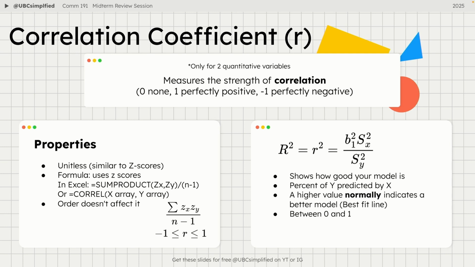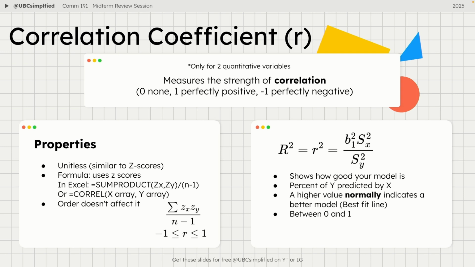So there's the formula that you can calculate in Excel, which is really complicated using the z-scores, or you can just type =CORREL and then put in your 2 columns of data. That's pretty simple, and the order does not matter. So if you put in =CORREL(y column, x column) or (x column, y column), it's the same thing. The order does not affect it, and just keep in mind that it's between -1 and 1, okay?